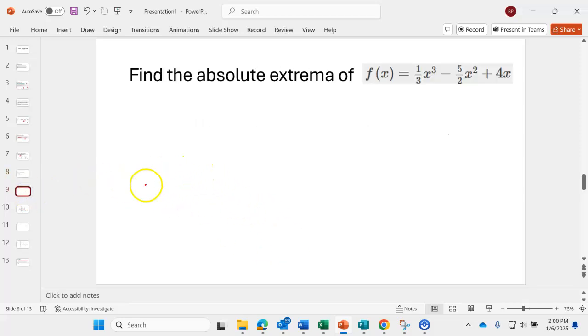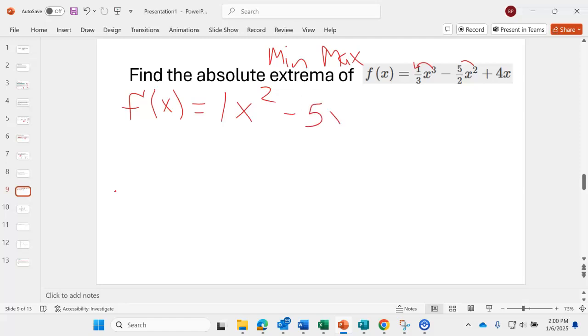So here's an example. Find the absolute extrema of these two. When I say extrema, that's the more general term for minimums and maximums. All right, let's go. First step, we've got to find the derivative of the function. Here it's just a straight power rule question. Bring that exponent down and multiply times the coefficient. So 3 times 1/3 is 1, x, and we'll reduce that power by 1. Same thing here: -5/2 times 2 is -5, and reduce that power by 1, so x to the first. And the derivative of 4x is 4.